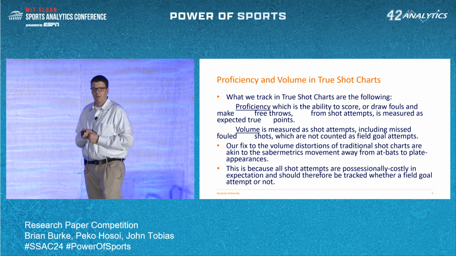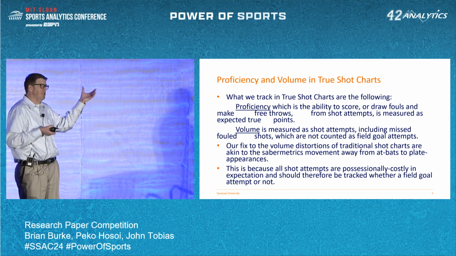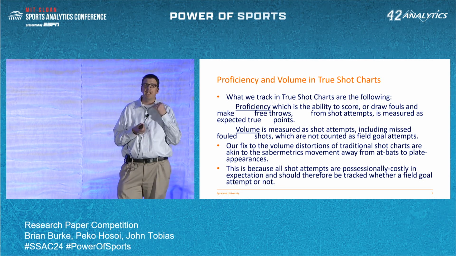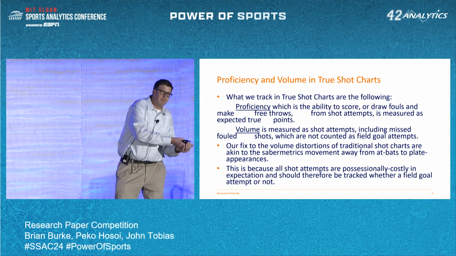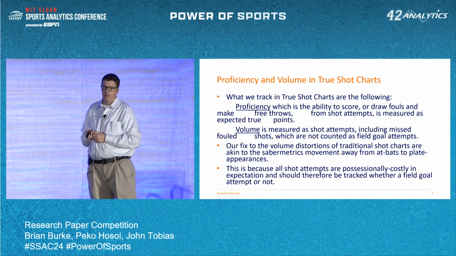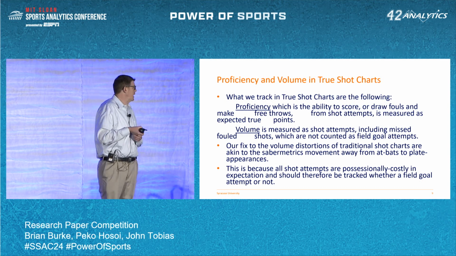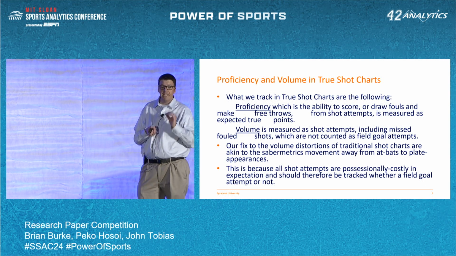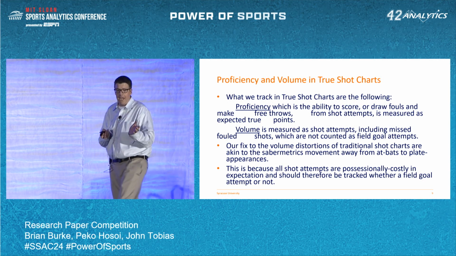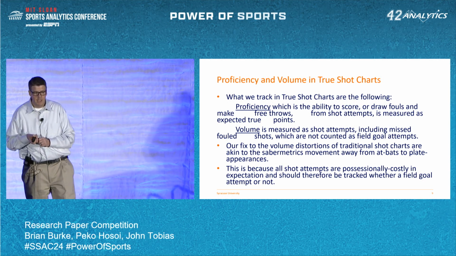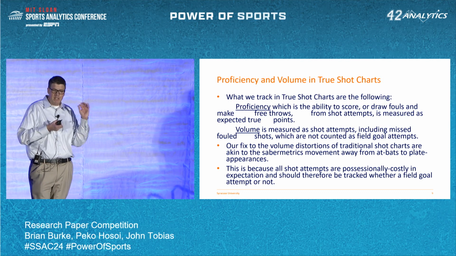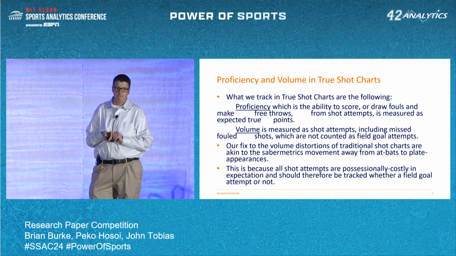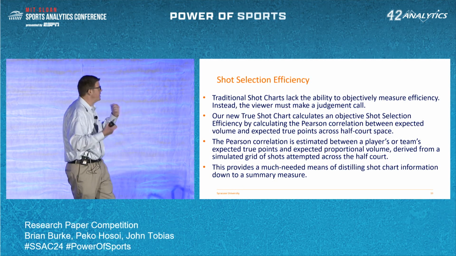So what are we measuring with true points? We're measuring both proficiency, which we already explained, but also volume. So our volume is measured as shot attempts, including field goal attempts and missed foul shots, which are not typically included in shot charts. So our fix to the volume distortion of traditional shot charts is akin to the sabermetrics movement away from at-bats to plate appearances. This is all because shot attempts are possessionally costly in expectation and should therefore be tracked whether a field goal attempt or not.